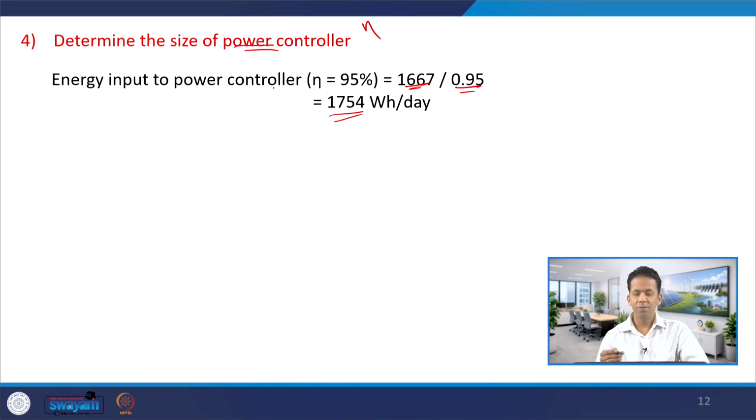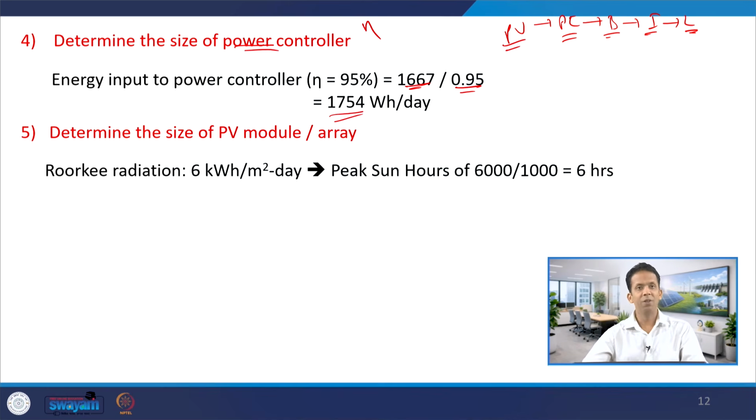And what is giving energy to the power controller? PV module, right. So the PV module gives power to the power controller, then the battery, then the inverter, and then the load. The PV module rating would depend on the radiation of the given region. Roorkee radiation is 6 kilowatt hour per meter square per day. So the peak sun hours, if we divide it by 1000, would be 6 hours. That's the peak sun hours.